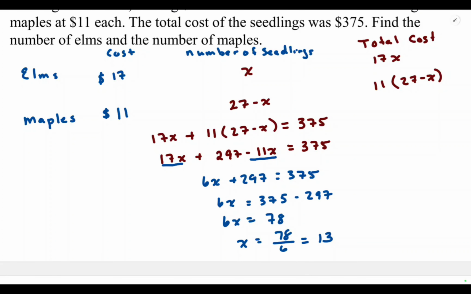13. So that means I got 13 elms, right? So elms, I have 13. And then to figure out the number of maples, it'd be 27 minus my 13, which is how many? 14. So I have 13 elms and 14 maples.